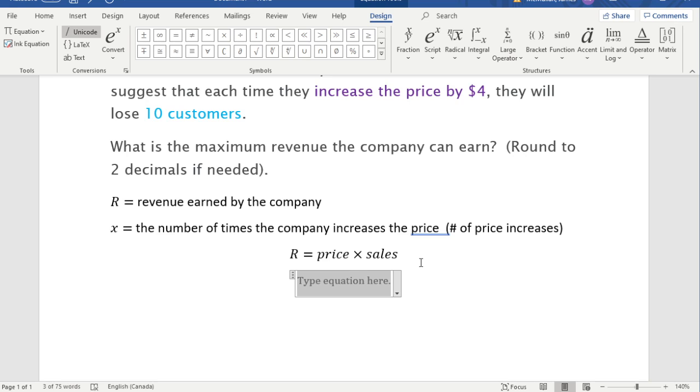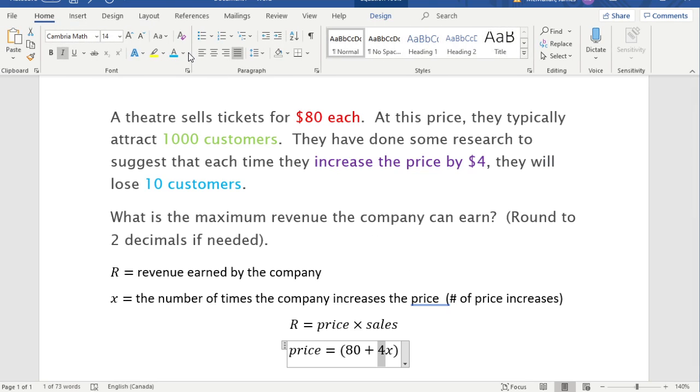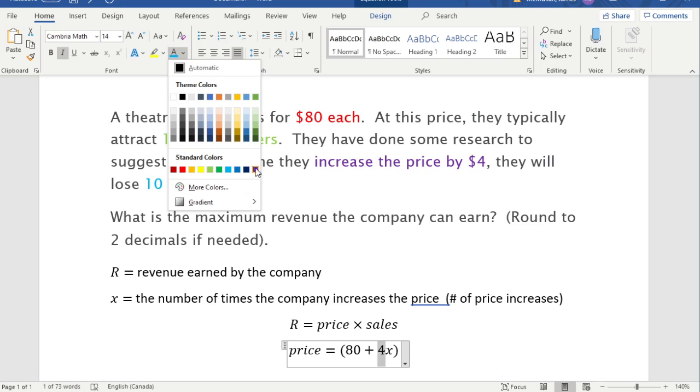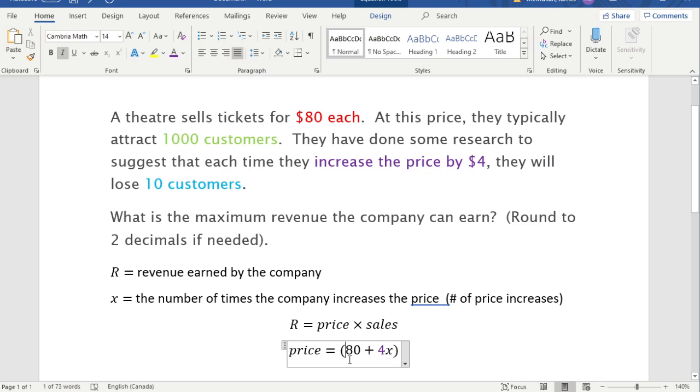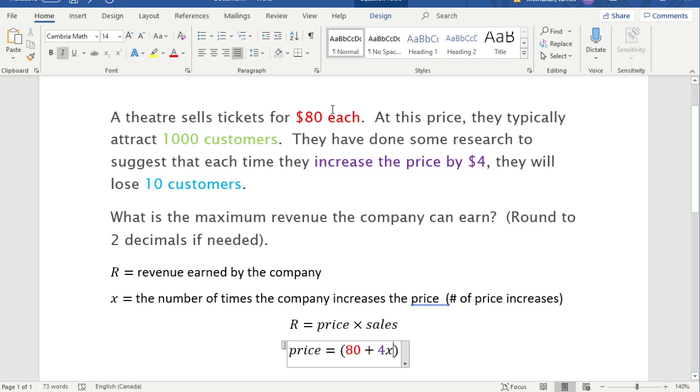what is the representation of the price? The price that they want to charge is $80 plus $4 every time they increase the price. Again, just for demonstration, the $4 that goes with X I'm going to put in purple. The 80 I'm going to put in red because they correspond to those two pieces of information from the question. They're both pieces of information about the price.